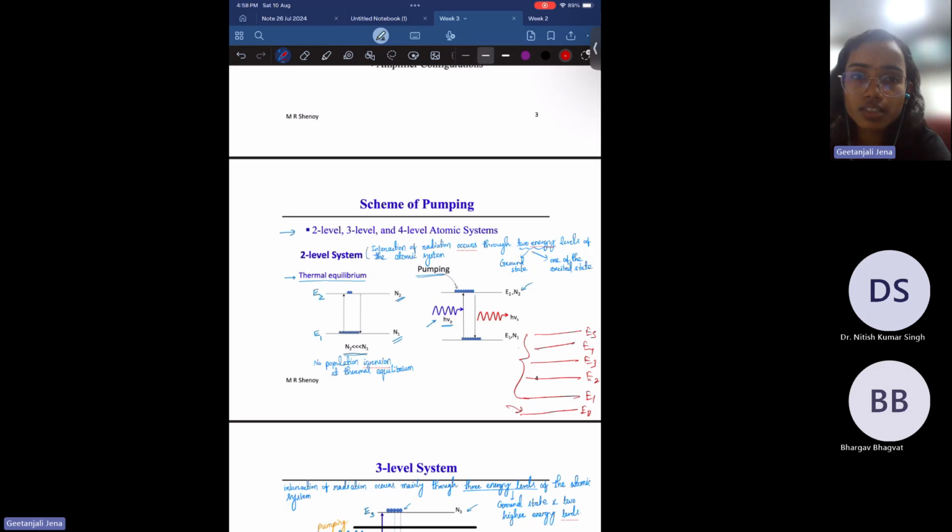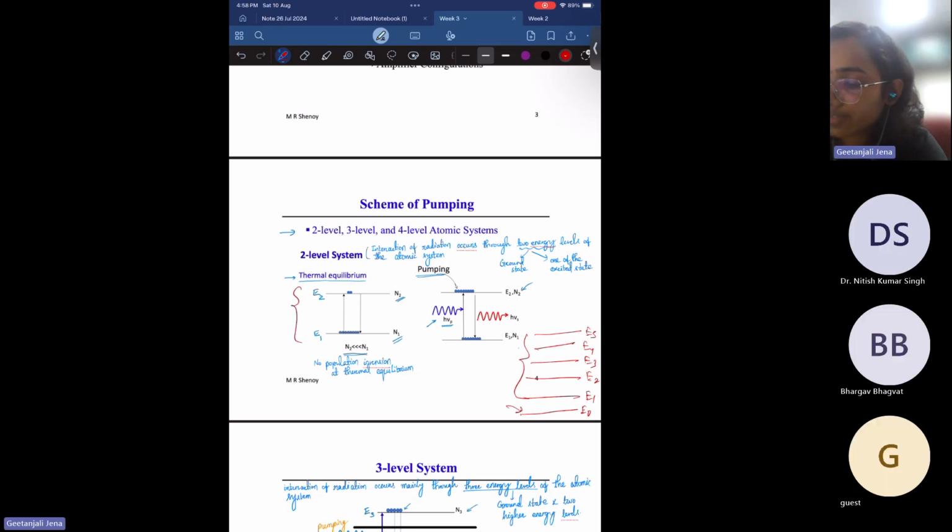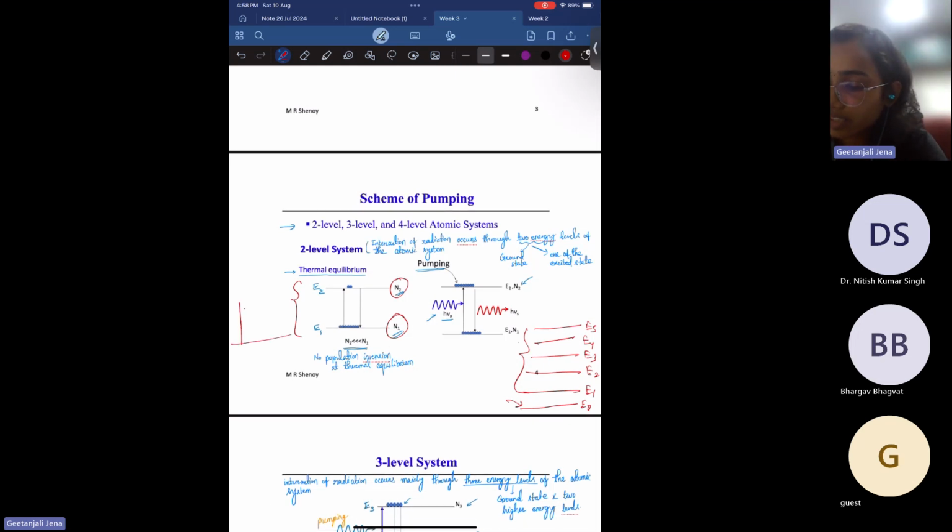We can schematically represent this by this figure. Here E1 is the ground state with population N1, and E2 is any one of the higher energy states, with energy E2 and population N2. In thermal equilibrium, the distribution of atoms is like this: this axis is energy and this is the number of atoms. The atoms are mostly populated in the ground state, and as we move to higher energy levels, the population decreases exponentially. So N1 is much greater than N2 in thermal equilibrium, which means we cannot achieve population inversion at thermal equilibrium in a 2-level system.